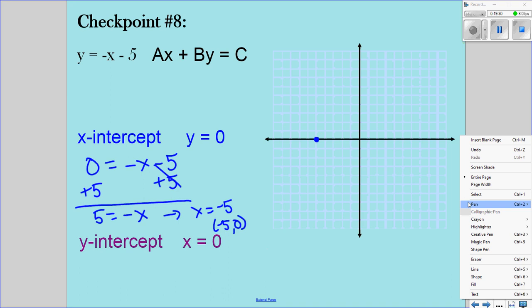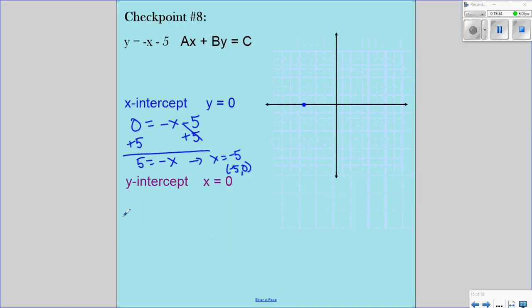Now for my y-intercept, I need to make my x equal to 0. So I'm going to do y equals, and this is going to be just x, so x times negative, just 0, and then this will be -5. So then this will turn into 0, -5. So I'll go 0, and then 1, 2, 3, 4, 5.